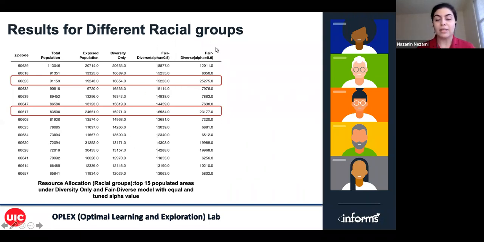We applied our algorithm and tuned the alpha value, and we saw that the results were significantly different. So we believe that our fair and diverse model under the tuned alpha value tends to consider exposed population even more compared to total population, and it enables the model to allocate resources in an equitable manner.